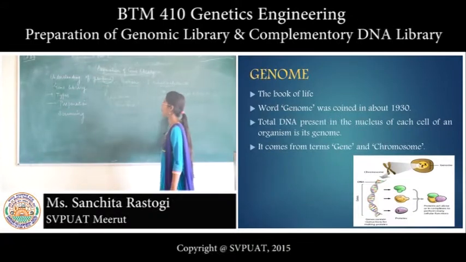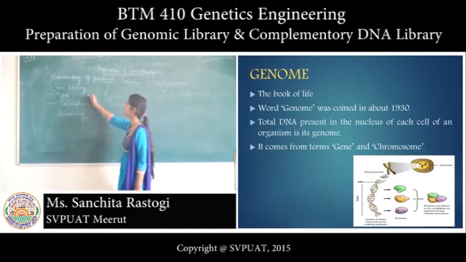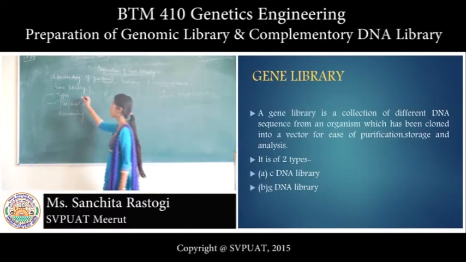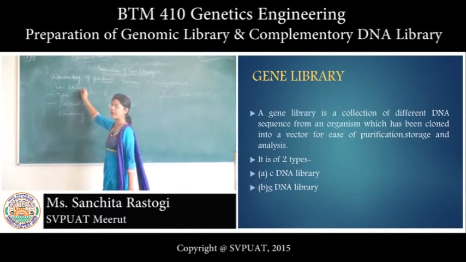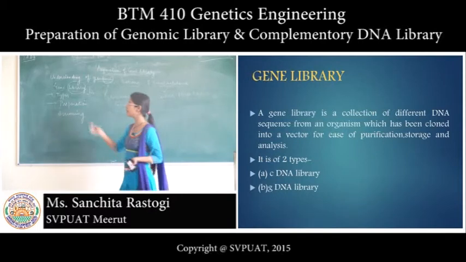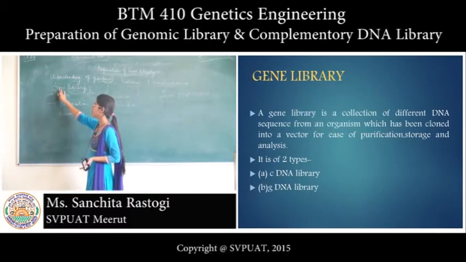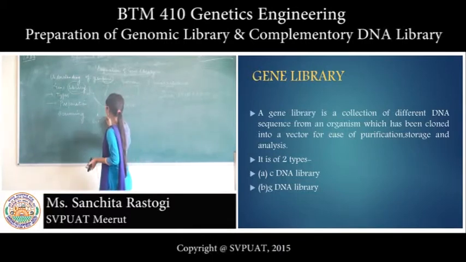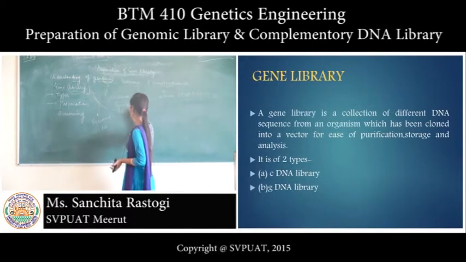After understanding about these three terms, we directly switch to gene library. What is a gene library? As the name suggests, gene and library. Library means the collection of something and gene library means the collection of genes. Gene library may be of two types, genomic library and cDNA library.